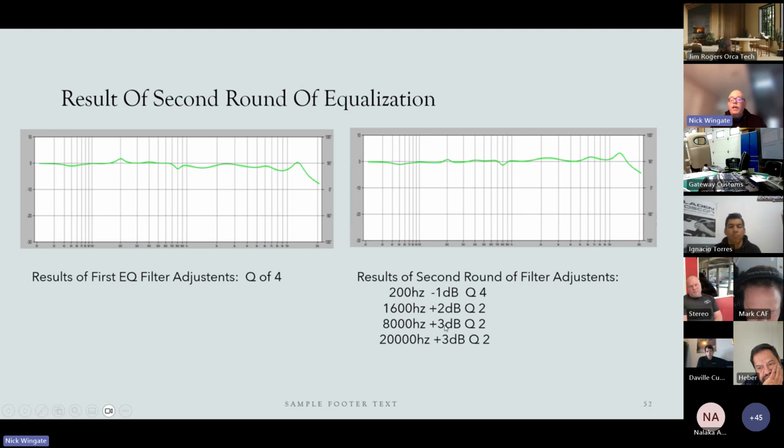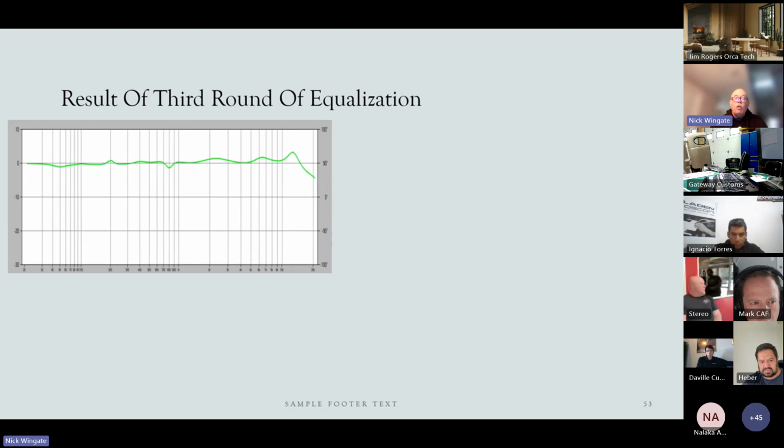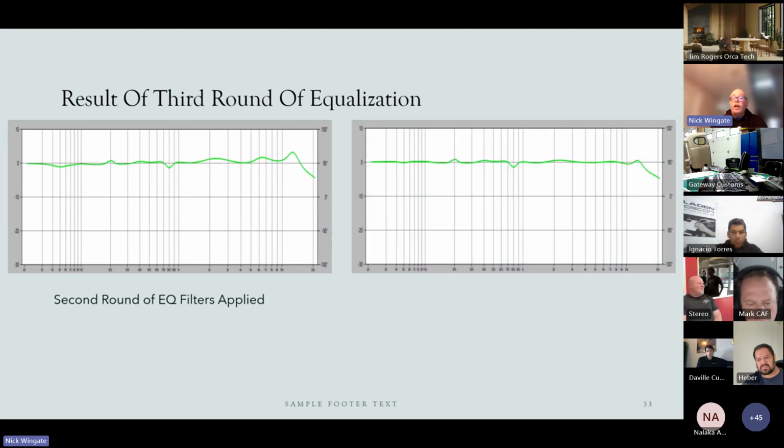I raised 8,000 hertz 3 dB with a wider Q, and then I boosted 20,000 hertz with the Q of 2, and I got some more energy out here. So this is the equalization that you can do, and you can do it really easy, and it's not hard. Nick, we got to do more. Yeah, I'm going to do more because this is the second round, and then here's the third round.